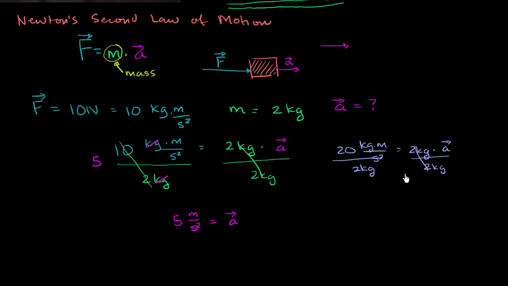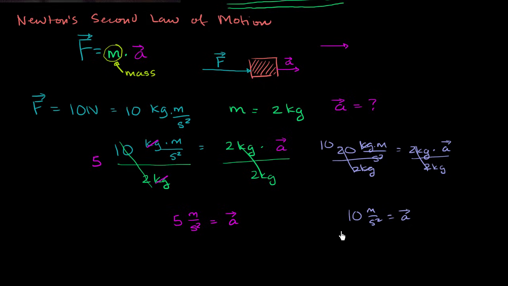And what do we get? Cancels out. 20 divided by 2 is 10. Kilograms cancel with kilograms. And so we have the acceleration in this situation is equal to 10 meters per second squared. So when we doubled the force, we went from 10 newtons to 20 newtons, the acceleration doubled. It went from 5 meters per second squared to 10 meters per second squared.